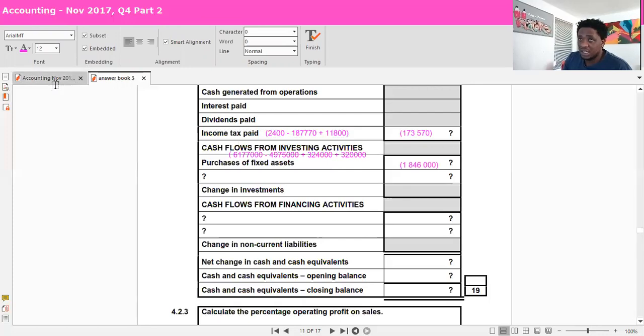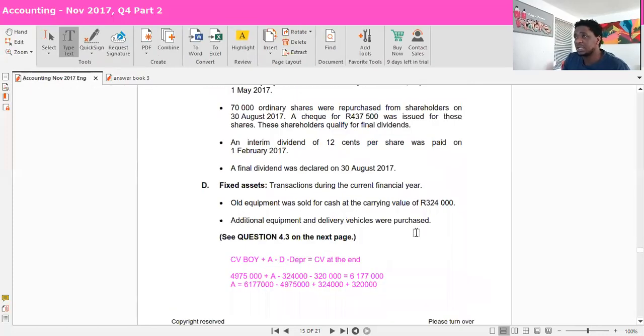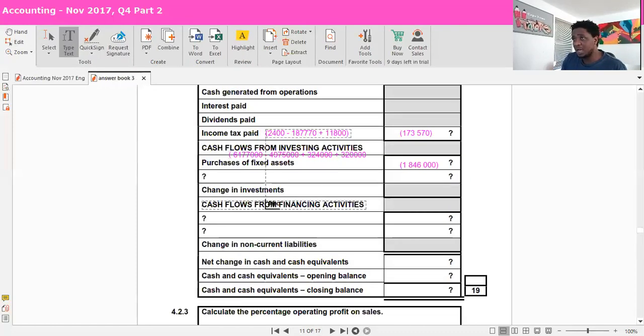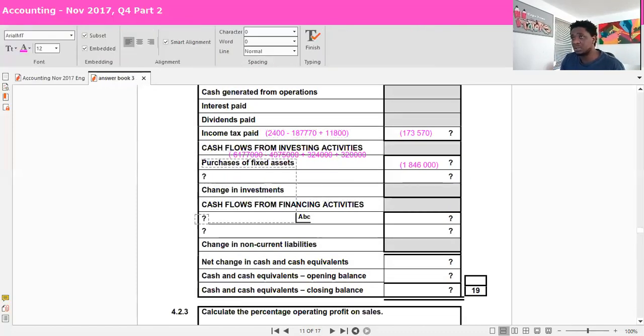If they said on credit, then we wouldn't really have it here, but they did say that they were purchased, and we will assume in this case that they were purchased for cash, because we're dealing with the cash flow statement. Otherwise, if they had said credit, then we would not put it in, because we're interested in cash. And then the other part of the cash flow statement is this question mark right here that we have to solve. These would be the proceeds from sale of fixed assets. And you know that fixed assets are sold at carrying value for 324,000.